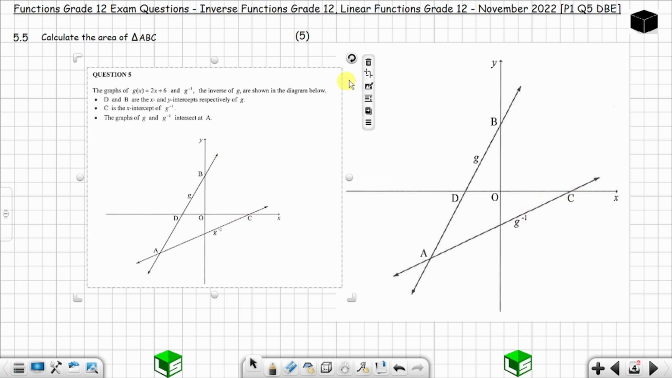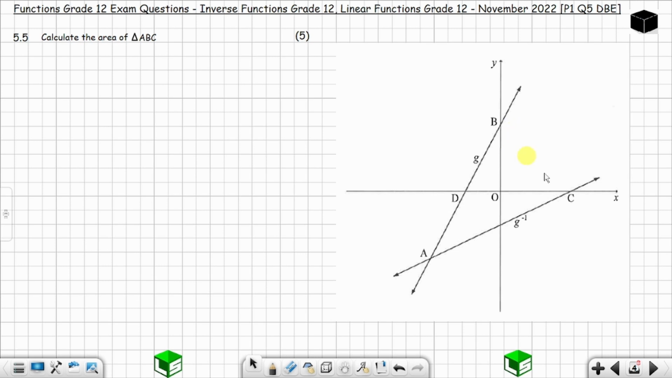Okay, I can close this, so that you can see the triangle. The triangle is A, B, C. The area of a triangle is half times base times the perpendicular height. You can use this formula to get the area of this triangle, or you can use other methods. In this video, I'm going to use this formula.